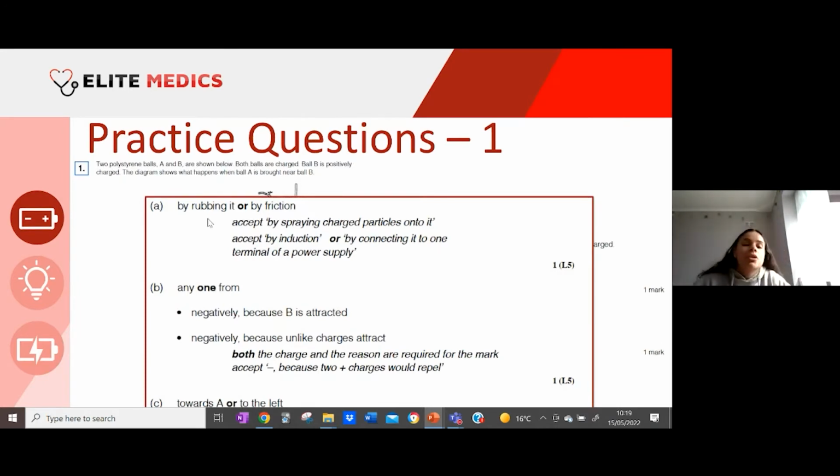One way that we can charge the ball is by rubbing it, or by friction, like we said. The exact way that we charge the balloon, by rubbing, by creating friction, we can charge the ball. And then ball A, I think the question was, is negatively charged. Why? Because there's clearly an attraction between the two. We can see that the ball is moving towards the other one. So clearly there's attraction, and we know that opposite charges attract.